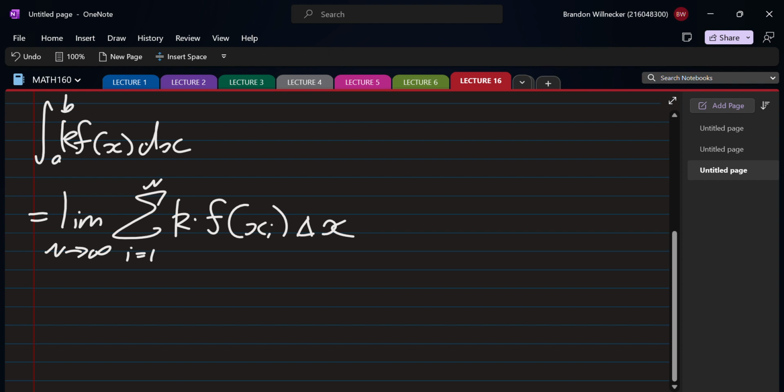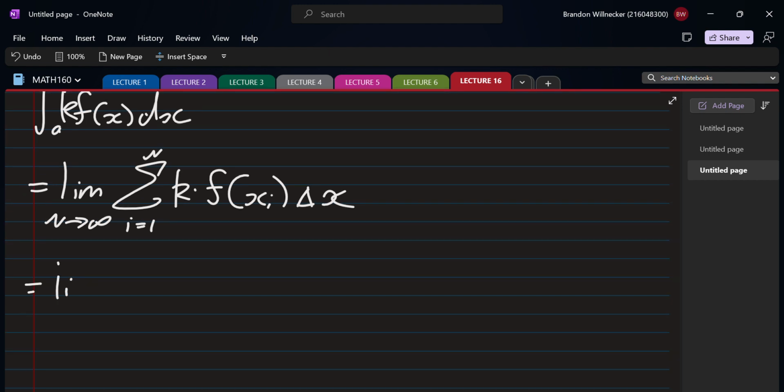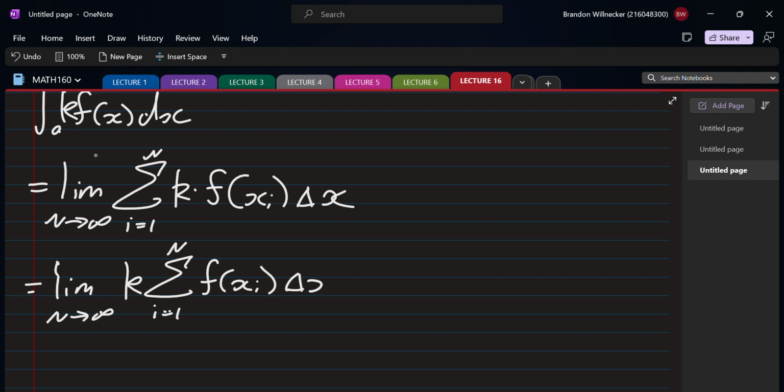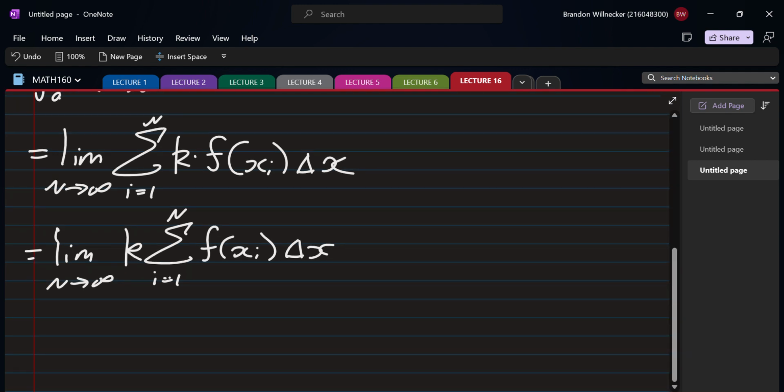Now if we look inside the sum here, we've got this k times f of x_i, but the k is a constant, and here we have a finite sum. If we have a finite sum, we can use our sigma notation properties, and we can take the k outside of the sum. So here we have the limit as n goes to infinity, and we can take the k outside of the sum, i equals 1 to n, f of x_i delta x. The reason for this was that we have a finite sum and we can take the constant out.